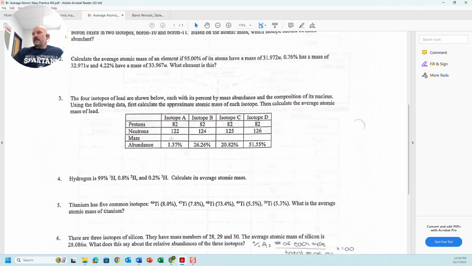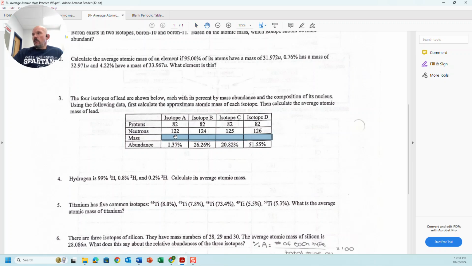So now we go to this data table. Now remember, it's a weighted average based on the mass number, so the very first thing you need to do is complete this chart. So isotope A would have a mass of 204, 82 plus 122. So this would be 204, this would be 206, this would be 207, and this would be 208. So this is saying lead has 4 isotopes, and their mass numbers are lead 204, lead 206, lead 207, and lead 208. Now all we have to do is take those mass numbers and multiply by each of these percentages here.